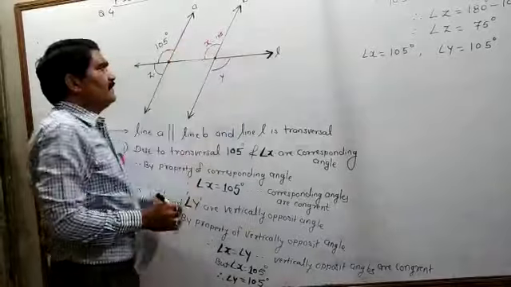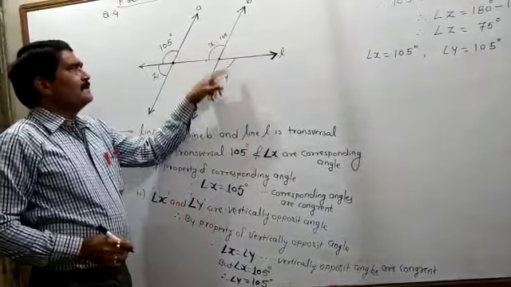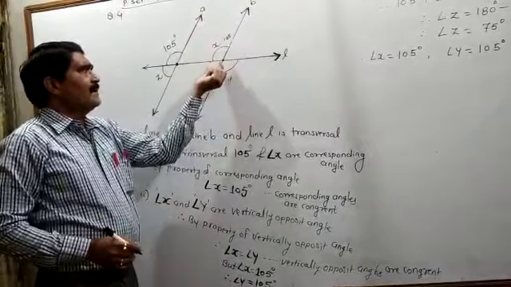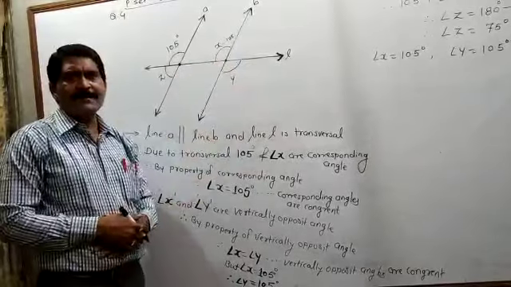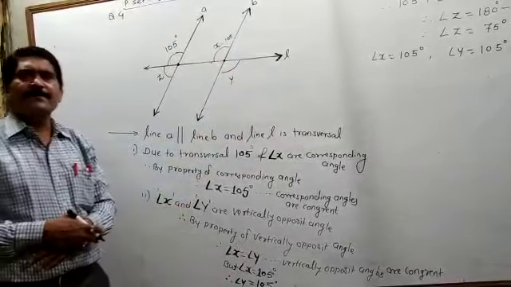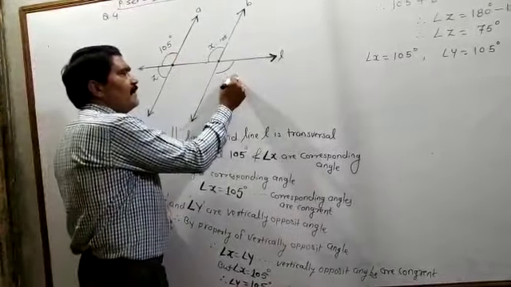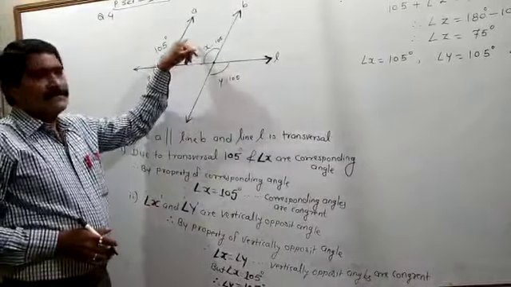And if this is 105, then X and Y, due to the transversal, line B and line L intersect at one common vertex. Then this and this angle are vertically opposite angles. And what is the property of vertically opposite angles? They are congruent. If this angle is 105, then this angle will also be 105. This is the second part.